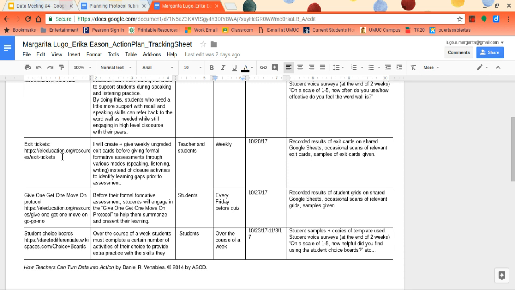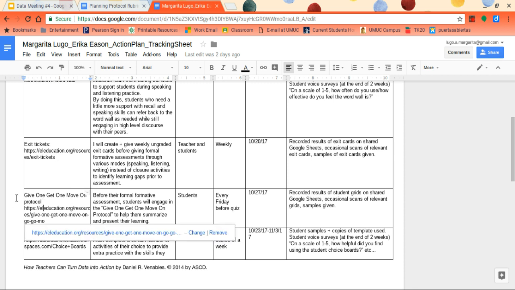Another strategy that I'll be implementing are ungraded exit tickets or closure activities. This way I can gauge student progress and understanding before they take their formal quiz on Friday. These will also be given weekly.